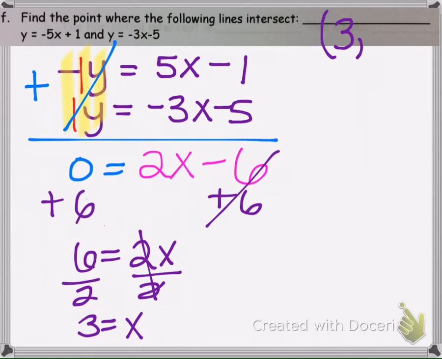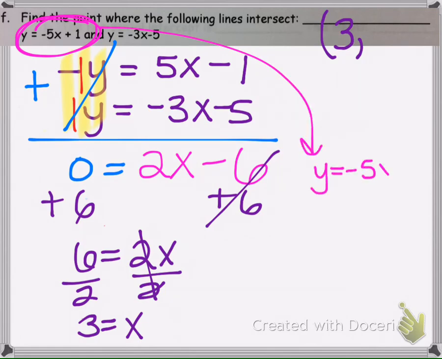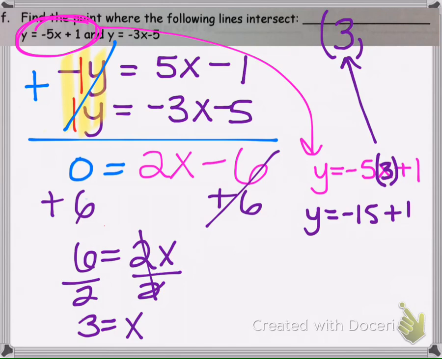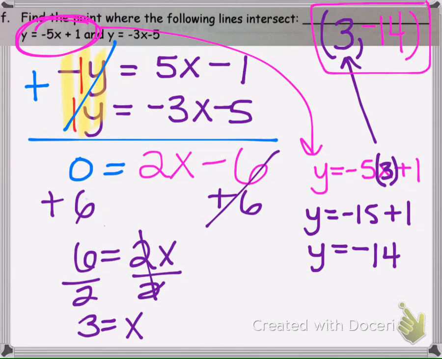Now to get our y value, we're going to pick one of the original equations. I'm going to pick this one here. Instead of x, we know what x is, it's 3. So I'm going to plug in a 3 right here. Negative 15 plus 1 gets us a y value of negative 14. So same solution, different method.